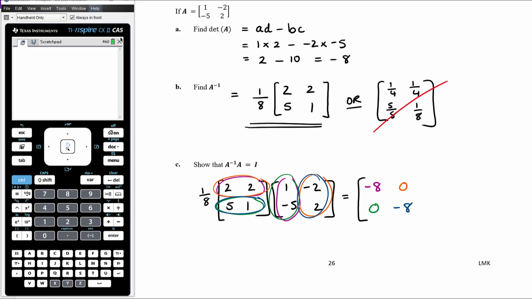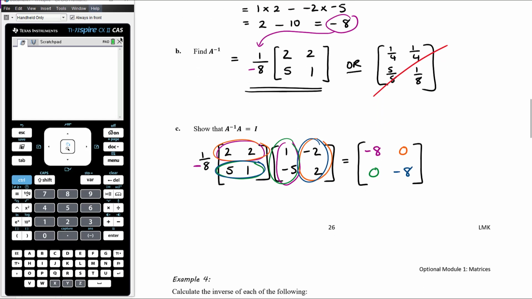Sorry, I just realised I made a very small error, I've just left something out. My determinant's actually negative 8, so my inverse is 1 over negative 8, or negative 1/8, so there should be a negative out the front here. Okay, so that's fine. That's where I've only done the matrix multiplication, I haven't multiplied in the negative 1/8 yet.